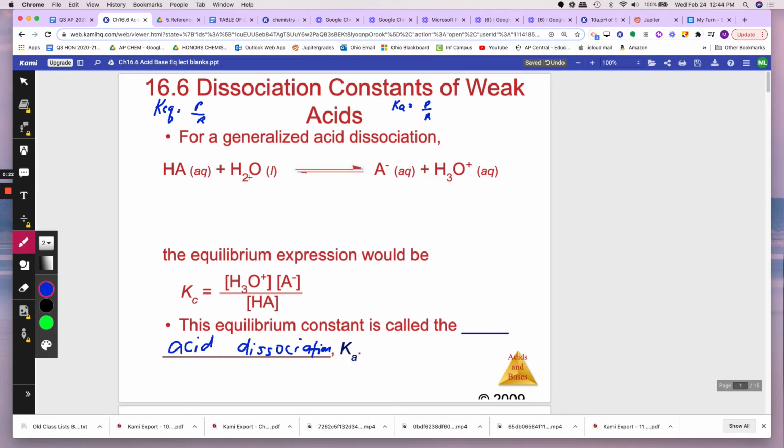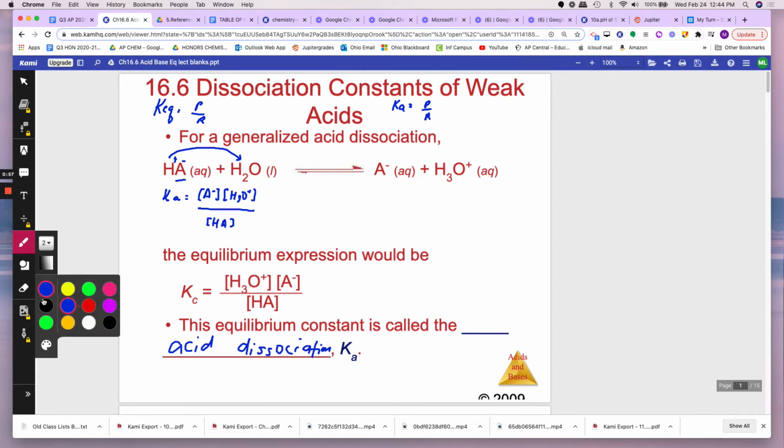So for this reaction, HA, so this is the acid, here's the water, the H plus will go to the water, then you have the A minus left by itself, and then the H3O plus, which is the hydronium ion. For this reaction, if we wanted to get the K equilibrium, since it's an acid, it would be called Ka. So it would be A minus times H3O plus over HA.